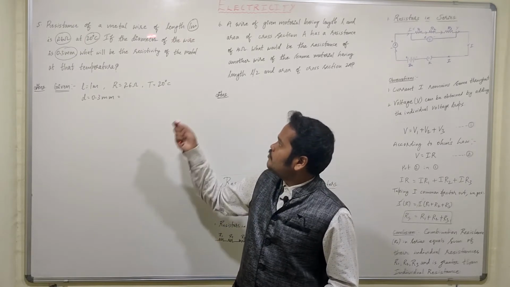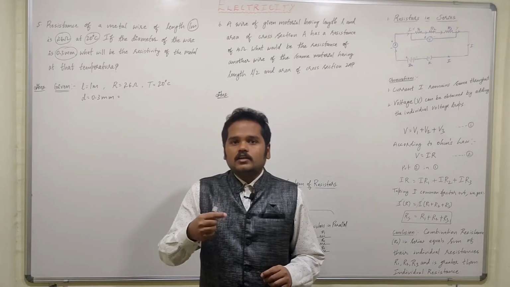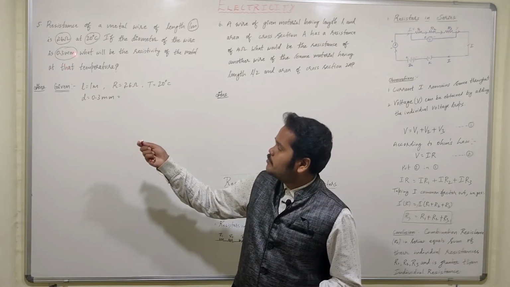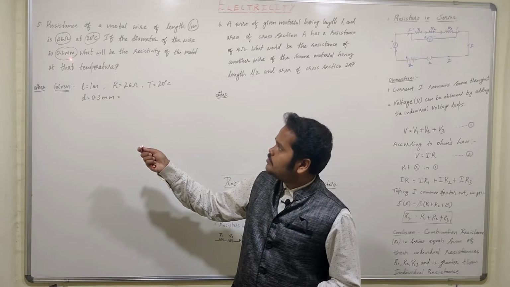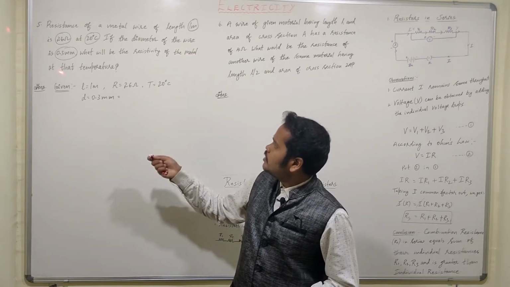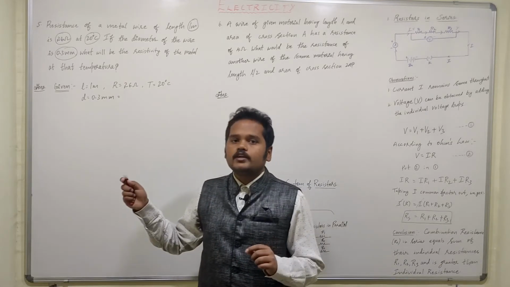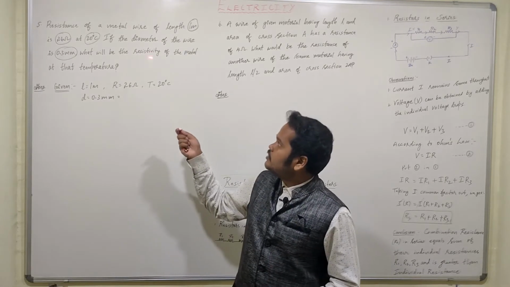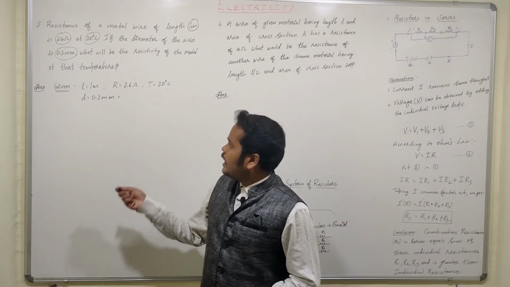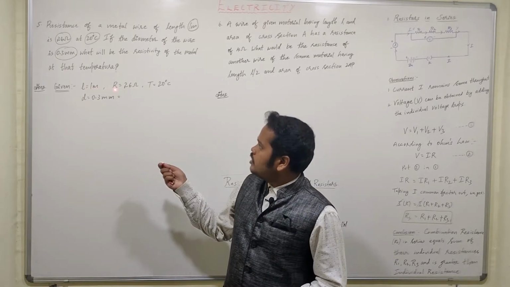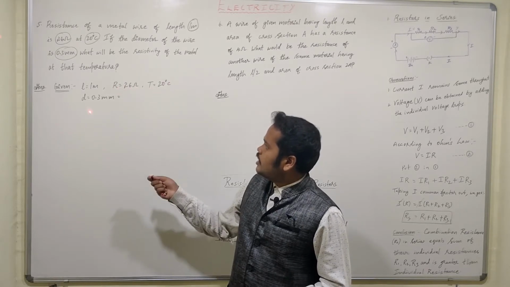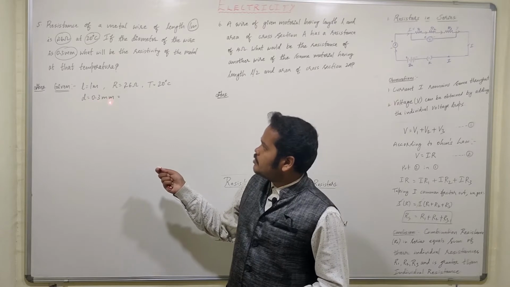The wire is circular in shape, and they have given the diameter of the wire as 0.3 millimeter. What will be the resistivity of the metal at that temperature? So we have to find the resistivity. The given values are L equal to 1 meter, R is 26 ohm, T is 20 degrees Celsius, and D, the diameter, is 0.3 millimeter.